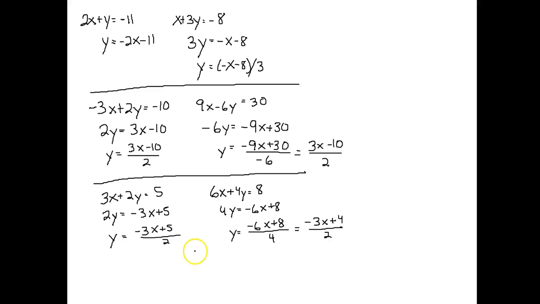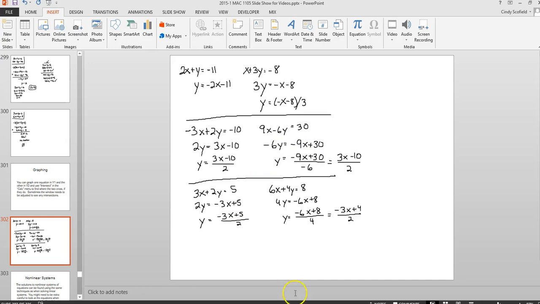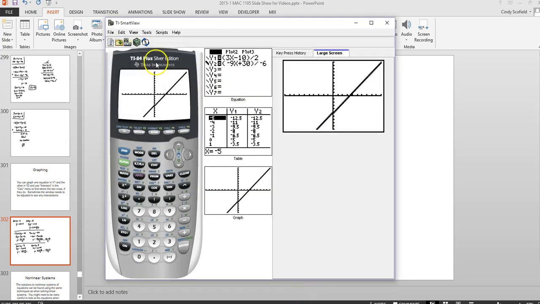Two lines with the same slope, but notice that the y-intercepts are going to be different. This one's going to have a y-intercept at 5/2 or 2.5. This one's going to have a y-intercept at 2. So same slope but different y-intercepts means they're going to be parallel to each other. But let's go ahead and graph them anyways and play with that.